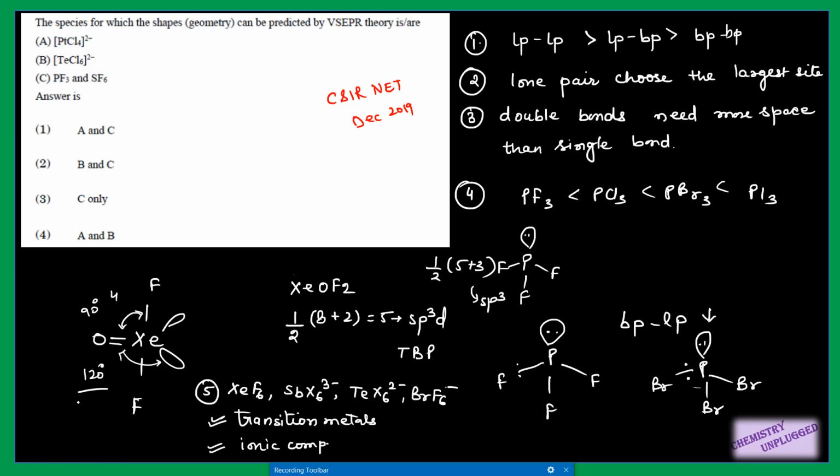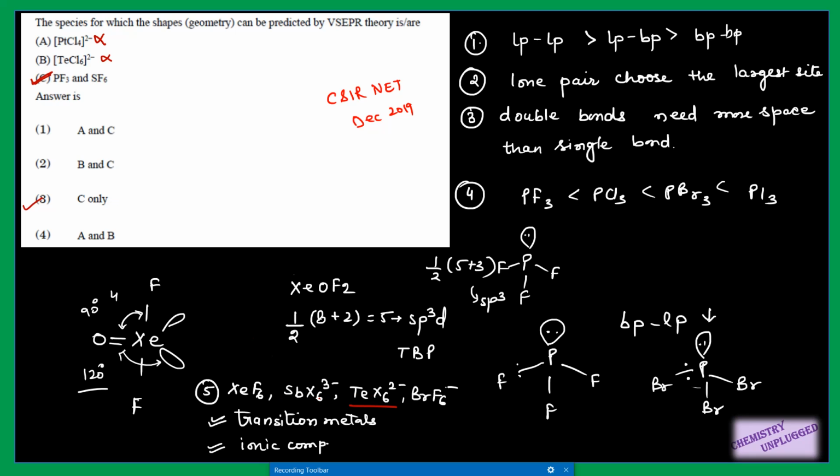Right, now we can do our question: the species for which the shape or geometry can be predicted by VSEPR theory is or are. The first option is platinum chloride, so its structure cannot be predicted by VSEPR theory. The second one is TeCl2 minus, which is given here, so we cannot predict its structure using VSEPR theory. And we can predict the structure of PF3 and SF6, right? So the correct option will be option number 3, C only.